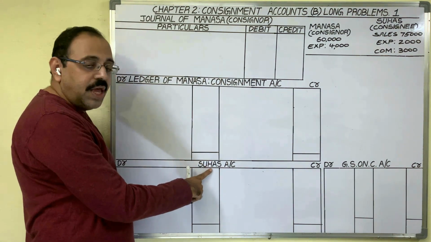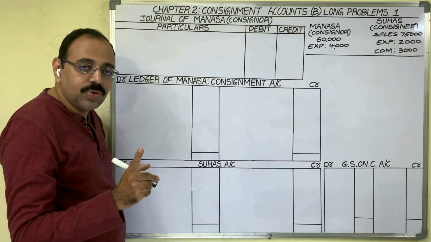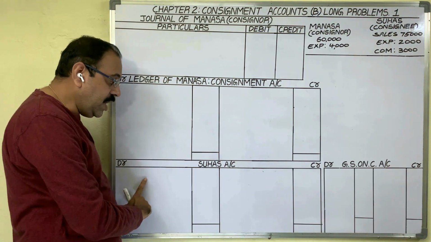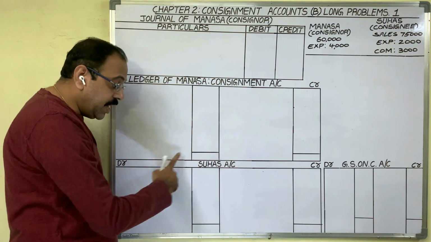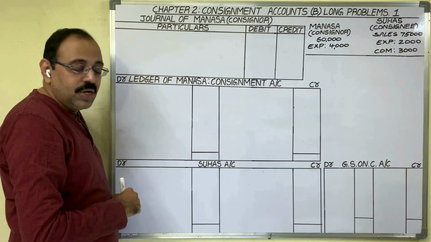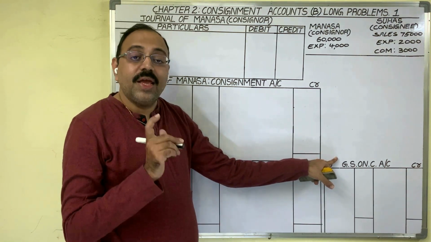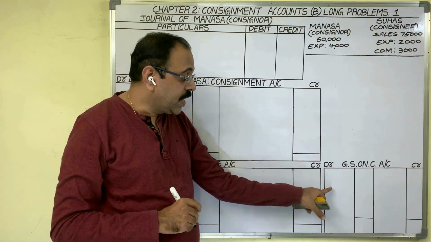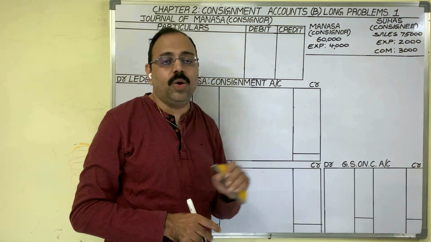And the consignee account is a personal account. Personal account rule, debit the receiver, credit the giver. That rule we have to follow while preparing consignee's account. Goods sent on consignment account is a real account. Real account rule, debit what comes in, credit what goes out. That rule you have to follow.